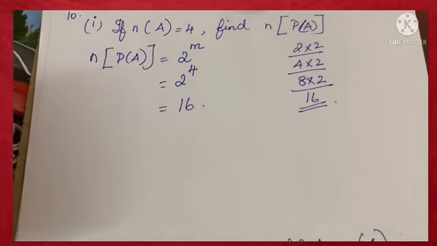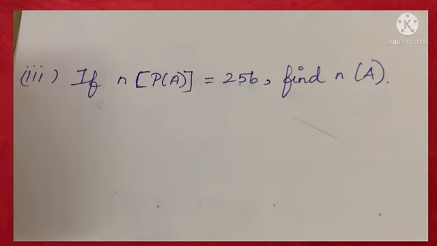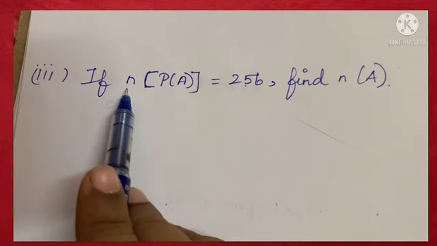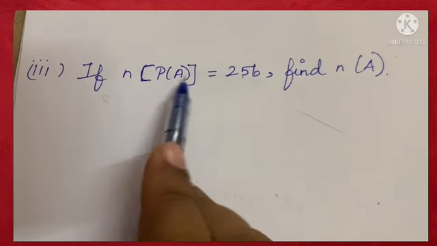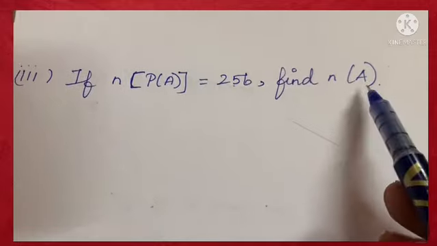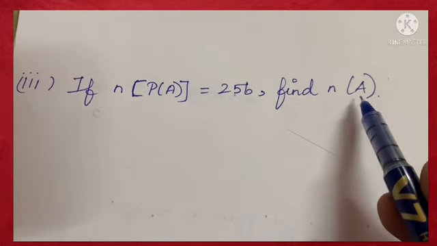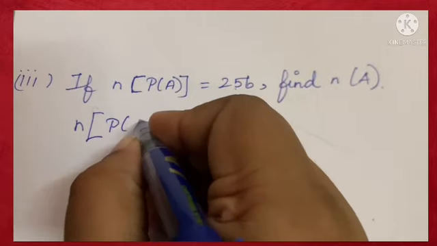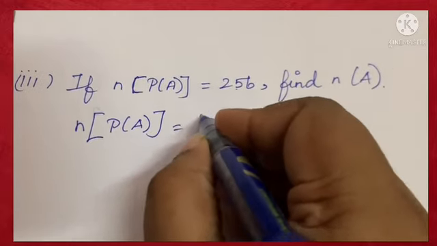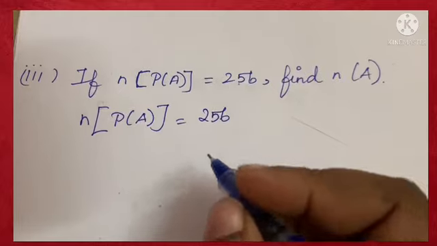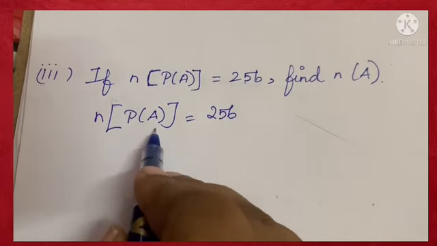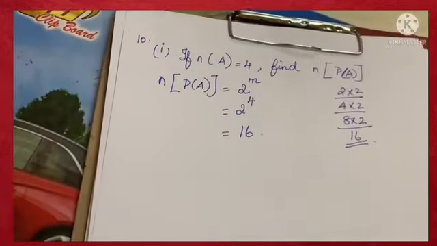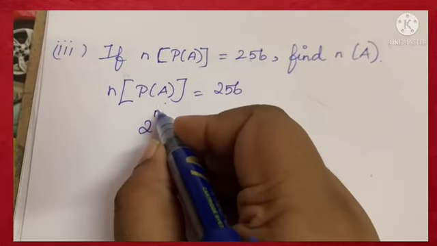Okay. Now moving on with the next model. Here they have given the number of elements in the power set is 256. But they want you to find the number of elements in the set. That is the cardinal number. So n of P of A is 256. Do you know what is the n of P of A formula? Just now we wrote even here also, which is 2 power m.